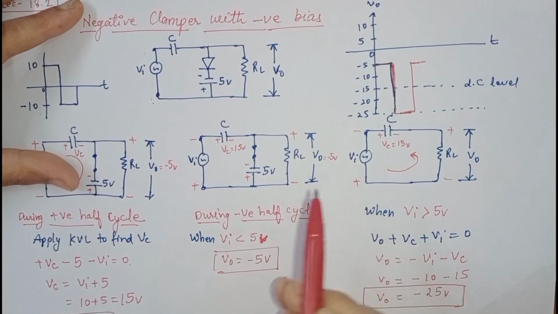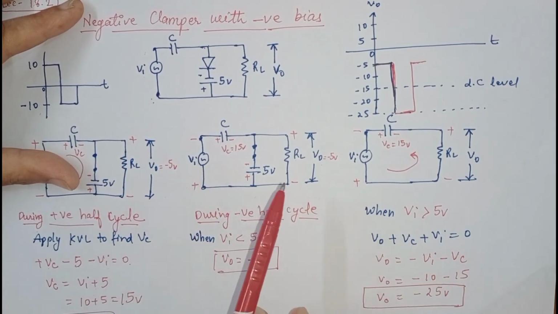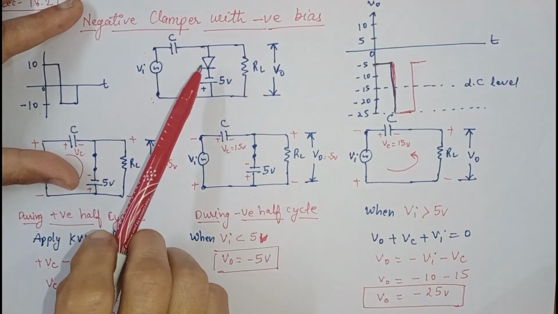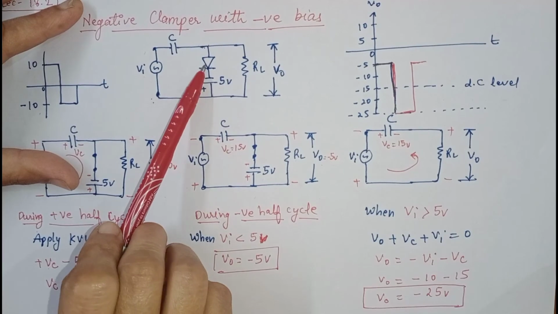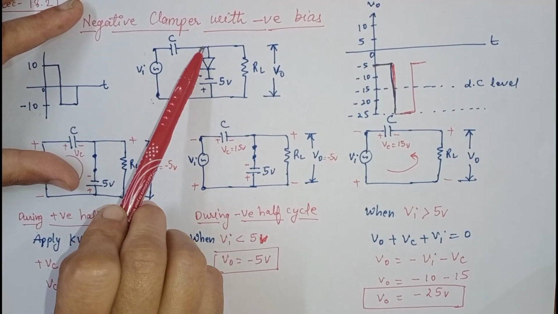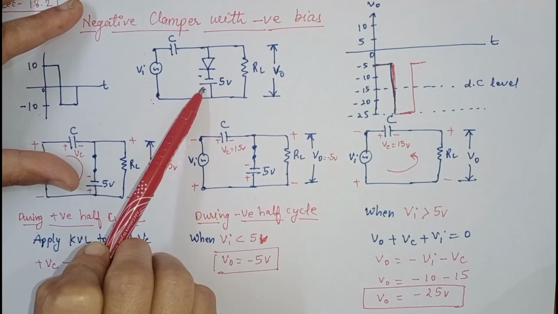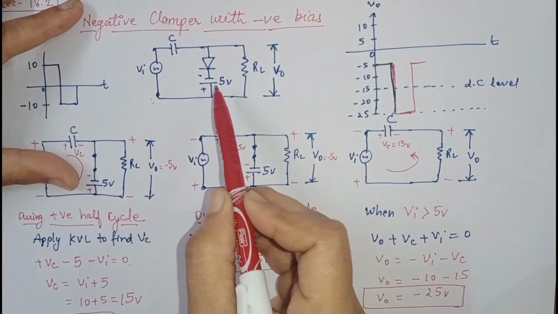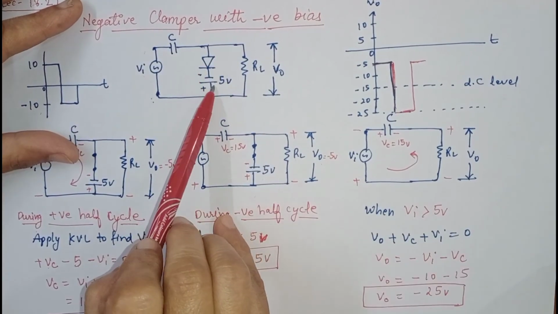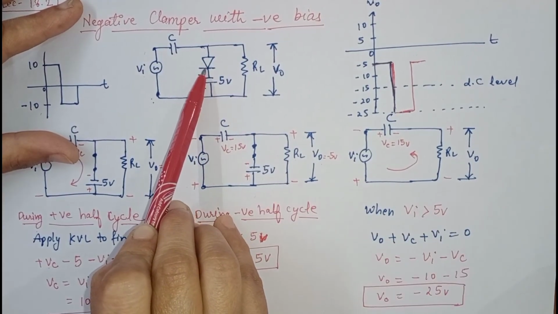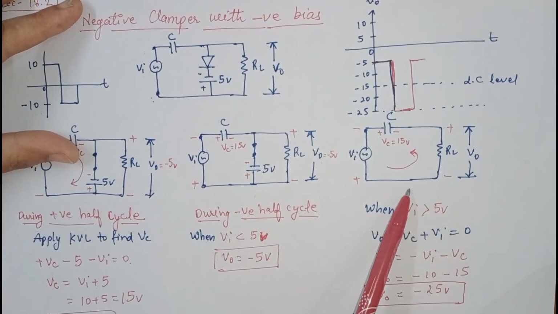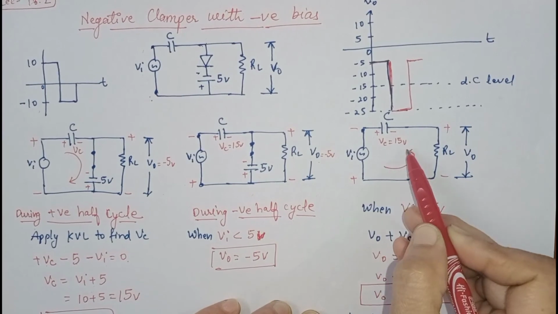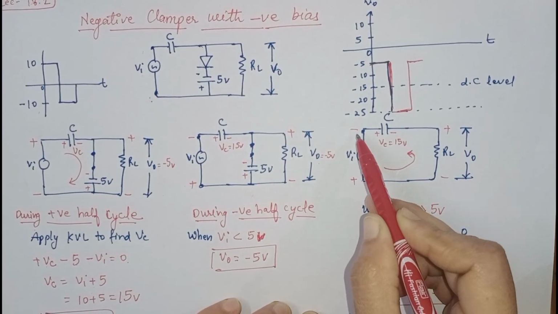In this case, as these two branches are in parallel, the output voltage will be equal to minus 5 volt. When this input voltage becomes greater than this voltage, the equivalent circuit will look like this, because in this case the diode is reverse biased, as here the voltage is much more negative than this voltage. So this branch can be removed because it will act as an open circuit. Now the circuit will look like this. The current flows in this direction because this is positive and this is negative.